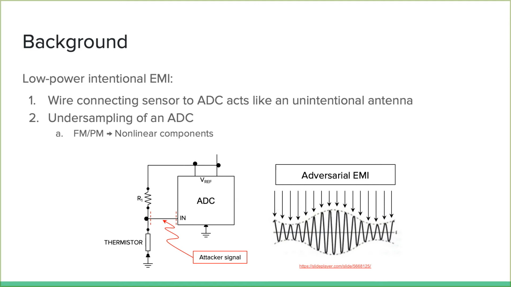And the second is we rely on the undersampling of an analog to digital converter. What I mean by that is when an analog to digital converter undersamples a signal, you see we have an amplitude modulated waveform on the right. We're able to insert whatever information we want in the lower frequencies of that waveform. So in this way we can exploit and insert malicious information into the system. We can also do this with frequency and phase modulated signals. However, we rely on nonlinear components in the sensors themselves, so that's outside of the scope of this paper.